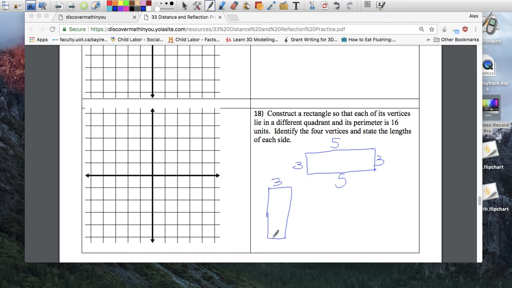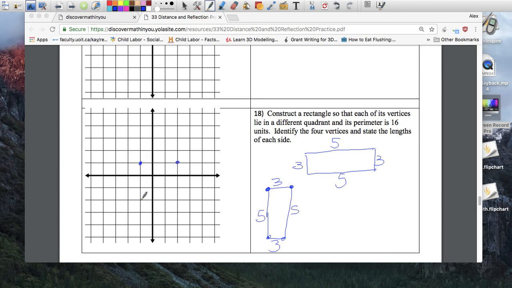So again, here I can make this 3 and 3 if I want to use this shape. If I add all the sides, 5 plus 3 plus 5 plus 3 again, I will get 16. So here is a rectangle, whether you draw it horizontally or vertically. I just need to make sure that each vertex, this corner and this corner, lies on a different quadrant. So let's pick this. I'm just going to randomly pick. So this has to be 3 units. So 1, 2, 3.